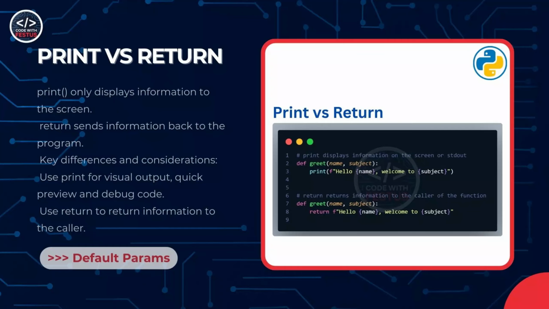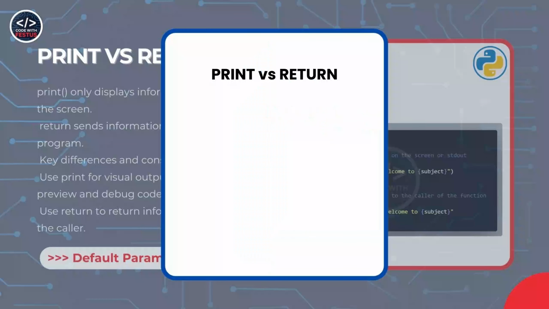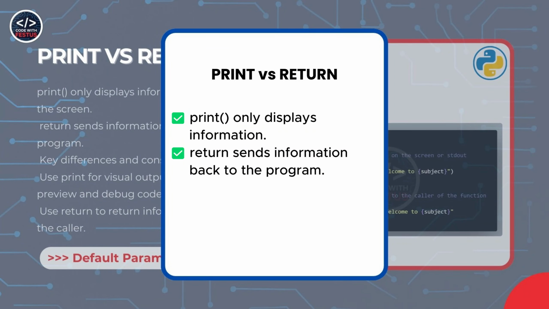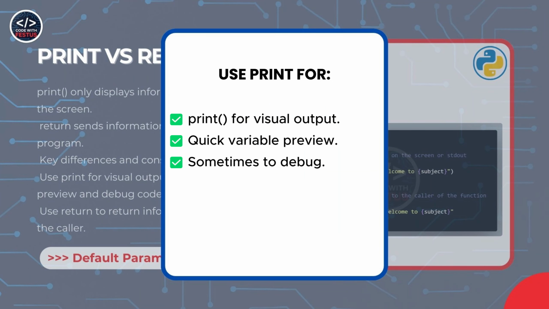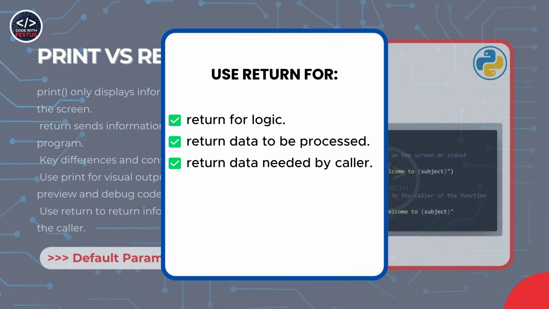So what's the difference between print and return? Be aware that print only displays information to the screen. Return sends information back to the program. Key differences and considerations: use print for visual output, quickly previewing variables and sometimes to debug your code. Use return for logic and to return information to be processed or further utilized by the caller.